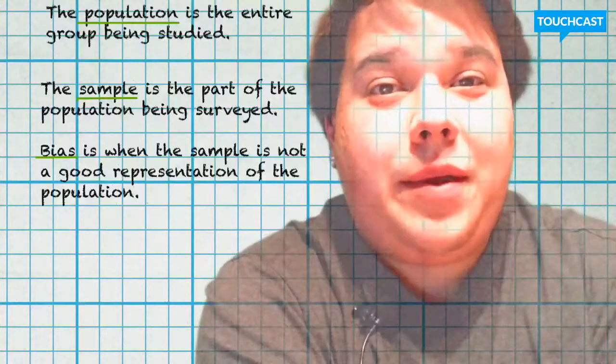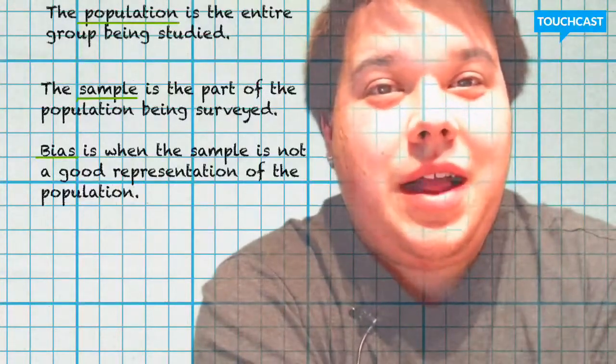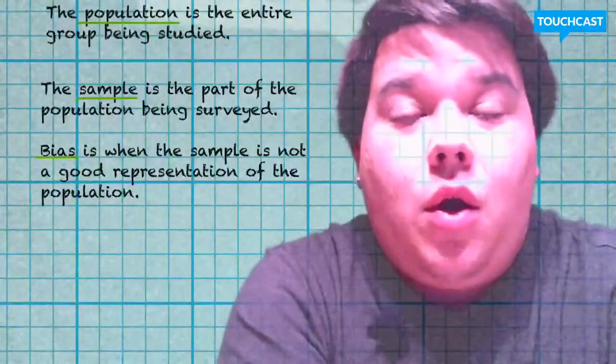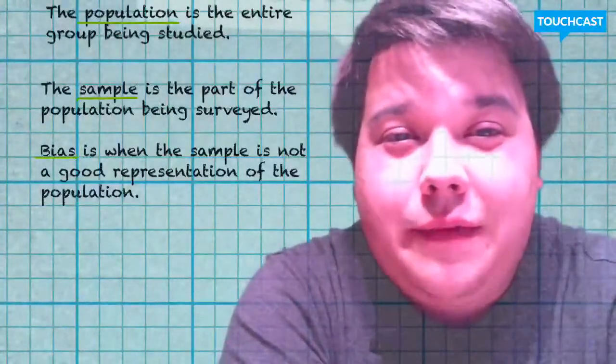Some important vocabulary for today are population, which is the entire group being studied, the sample, or the portion of the population that's being surveyed, and finally bias, which is when the sample is not a good representation of the population.